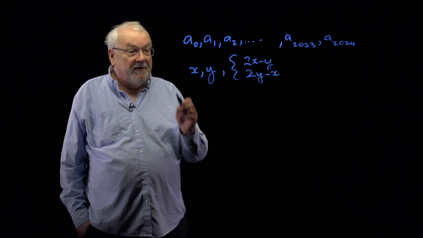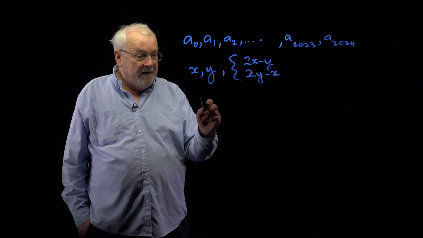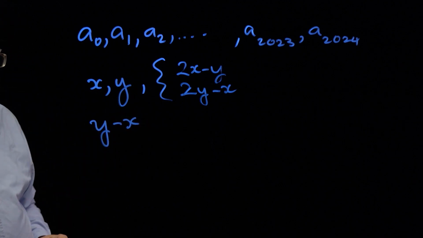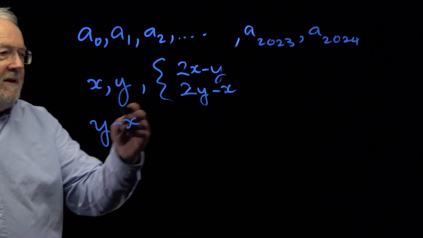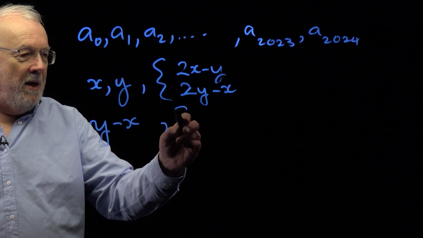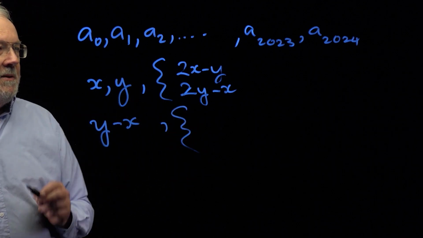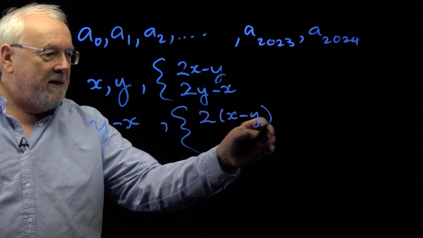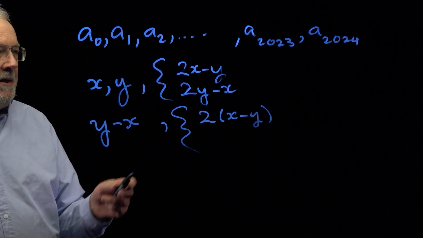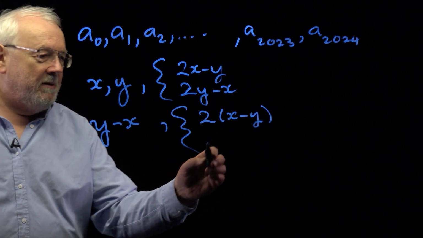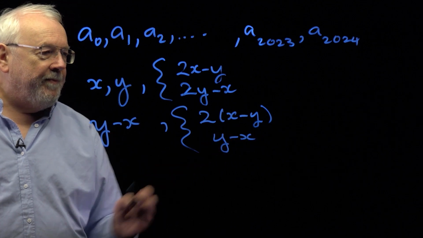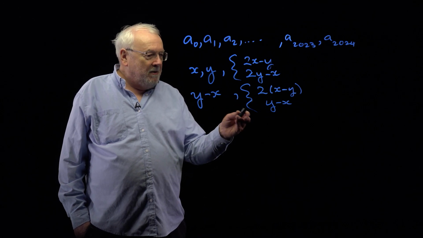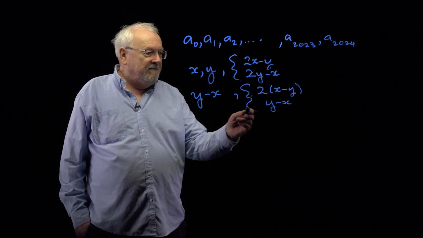We look at the difference of any pair of consecutive terms. So in this case here, the difference is x minus y. The difference of the next pair, well, you don't know. It's either 2x minus y, and that's 2 times x minus y, or it might be 2y minus x, take away y, so it might be y minus x. Now something nice has happened. In both cases, the first number divides the second.